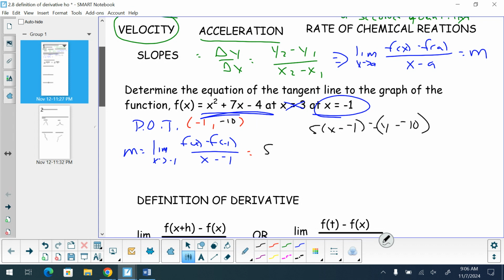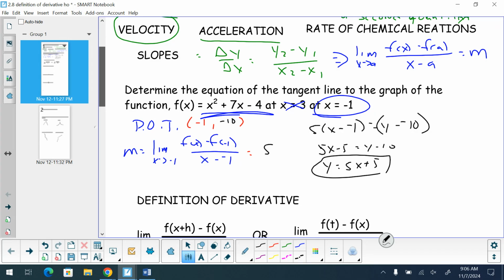Phoebe, what do you get for your equation? y minus 10. What's our total equation? Final solution. y equals 5x plus the value of 5. And once again, you can have 5x minus y is equal to the value of negative 10 also, or equal to negative 5.